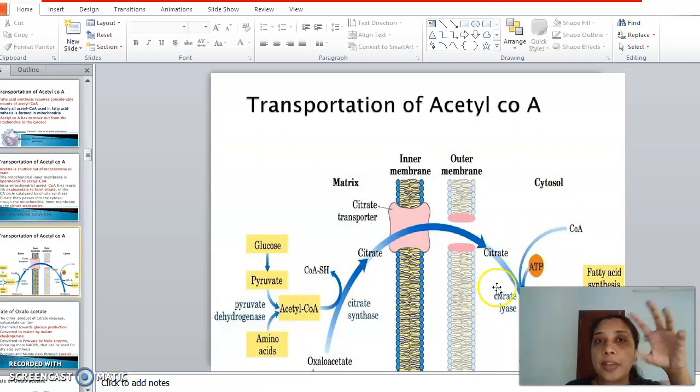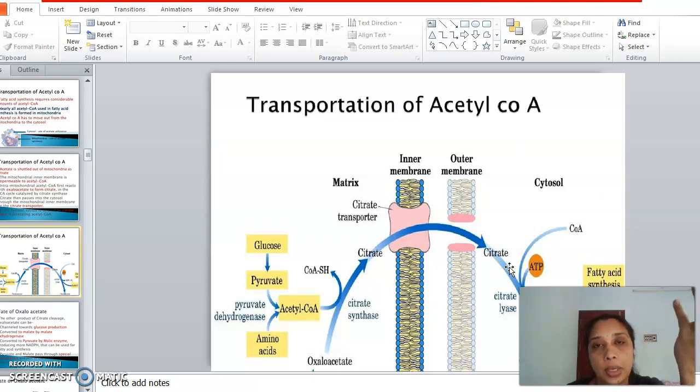Acetyl-CoA itself cannot cross the inner mitochondrial membrane. So what happens? Acetyl-CoA first condenses together with oxaloacetate in the presence of the citrate synthase enzyme to give rise to citrate. The citrate can cross the IMM. So the citrate will be translocated from the mitochondrial matrix into the cytoplasm across the mitochondrial membranes, IMM and OMM, and finally it reaches the cytoplasm.